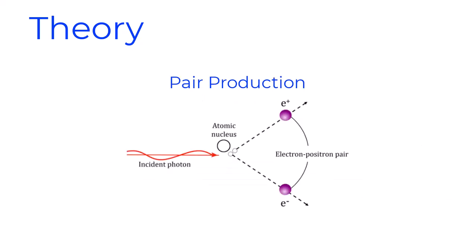There is also a phenomenon called pair production. In this process, a high-energy photon near an atomic nucleus splits into an electron-positron pair. We also want to observe this phenomenon in our experiments.